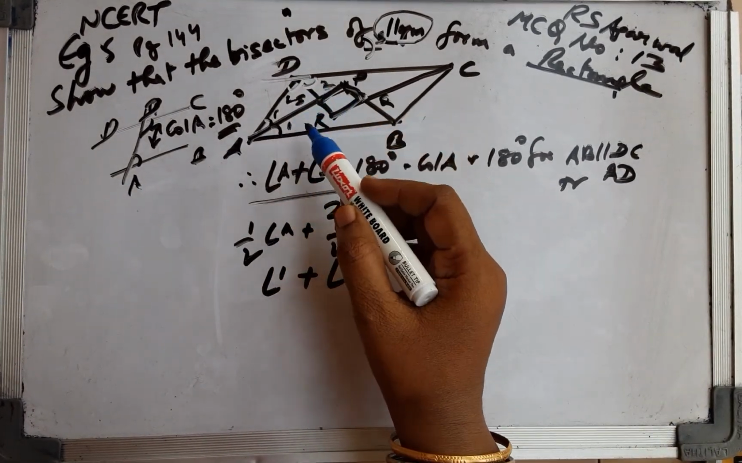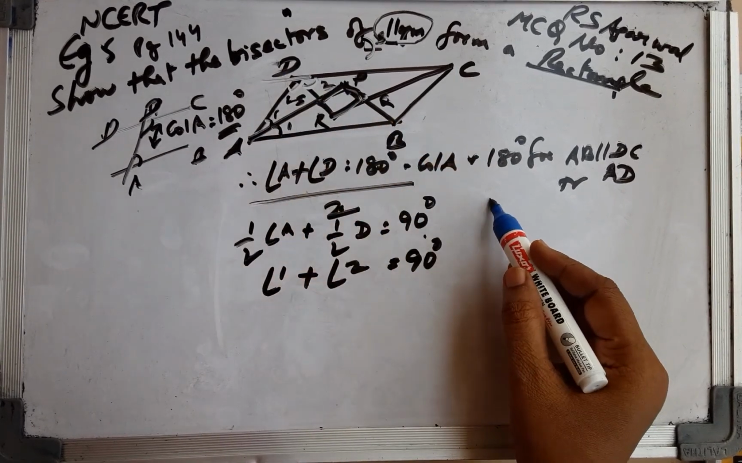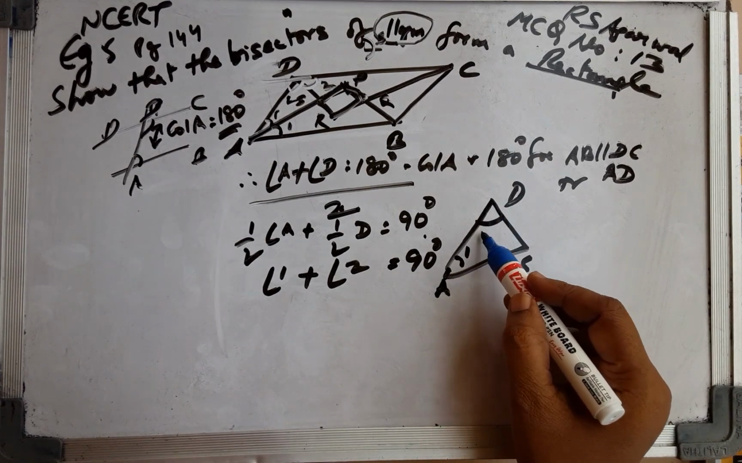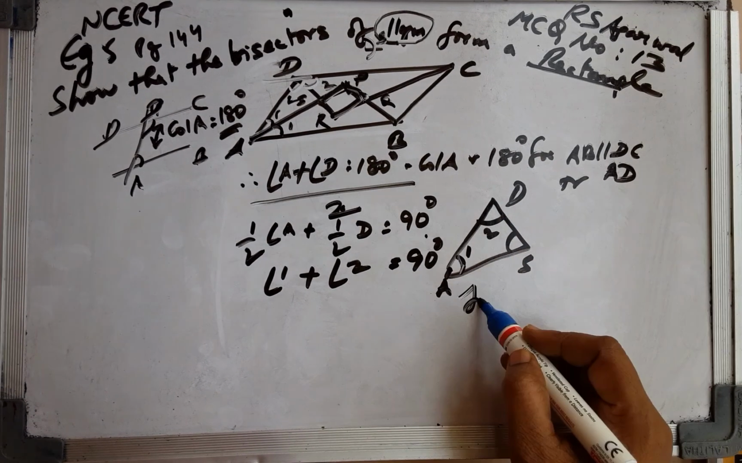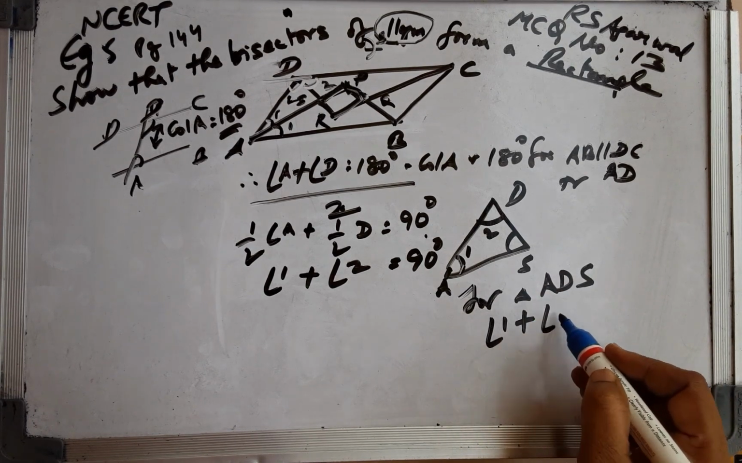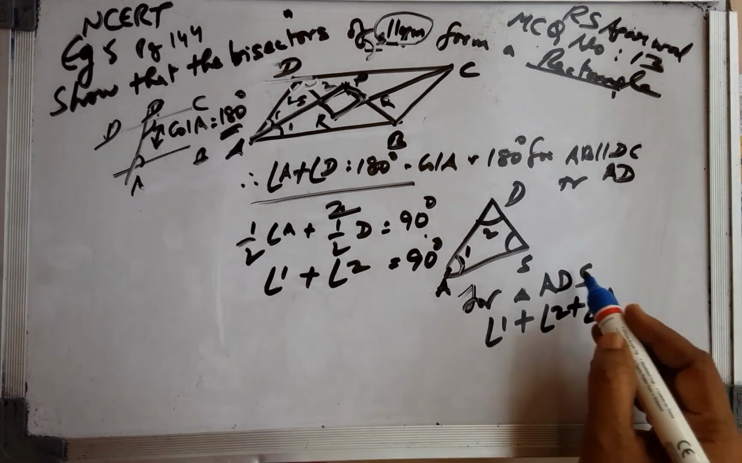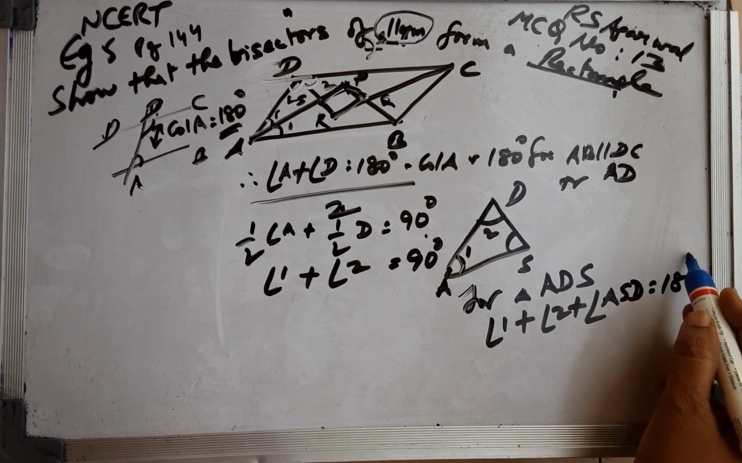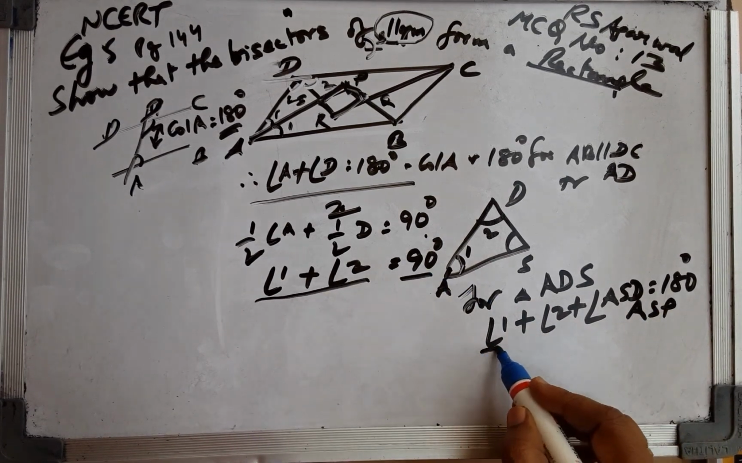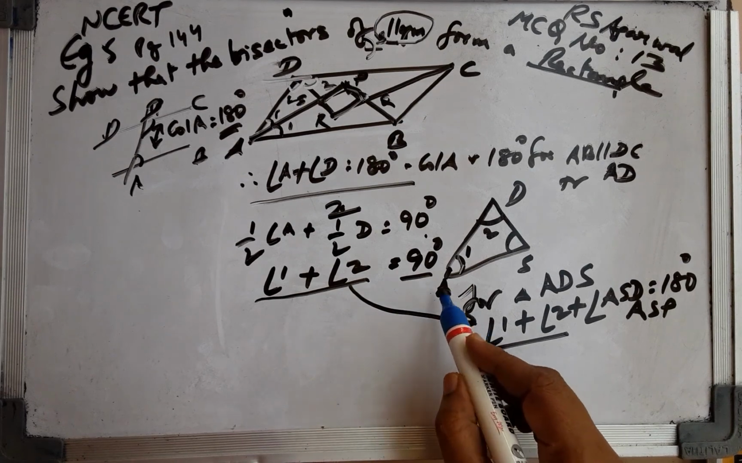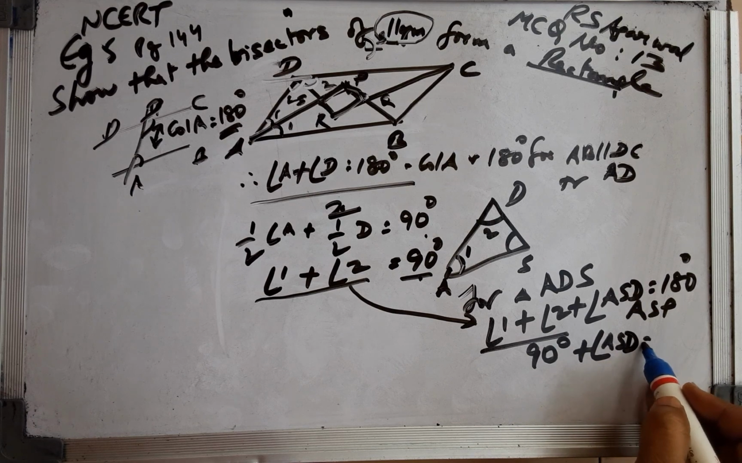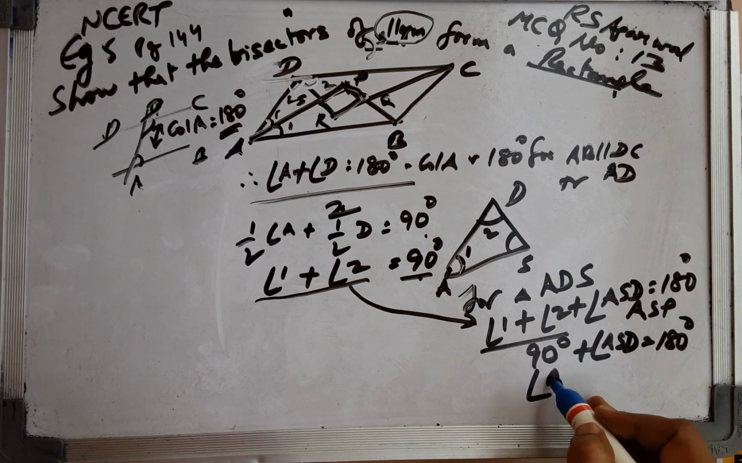Now I want to zoom in on triangle ASD. This is angle 1, this is angle 2 and this is angle ASD. For triangle ADS, I have angle 1 plus angle 2 plus angle ASD equals 180 degrees. This is the angle sum property, and I know 1 plus 2 is 90. Therefore substituting this part by 90, I have 90 degrees plus angle ASD equal to 180 degrees, and angle ASD comes to 90 degrees.